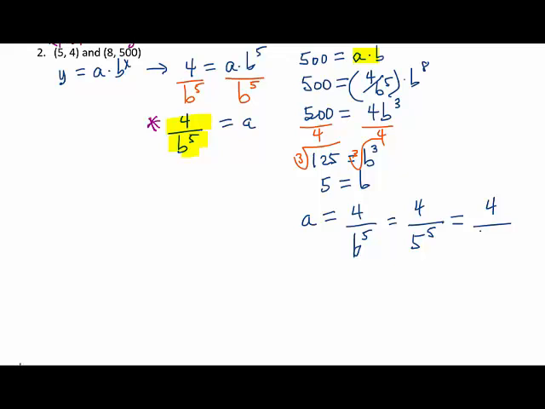Or 4 over 3125. Now that we know a and b, we're going to write our equation of the form y = a times b to the x. So y is equal to a, 4 over 3125, times b, 5, to the x.